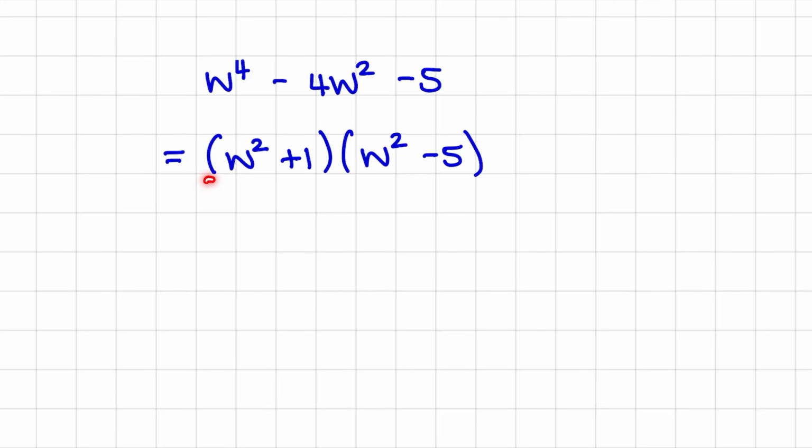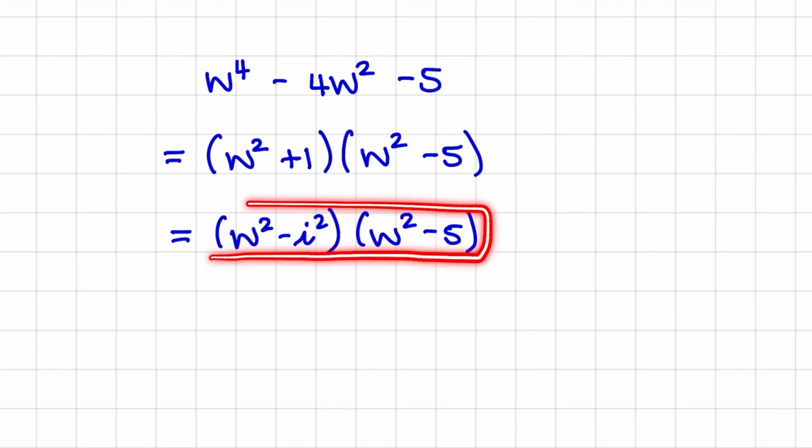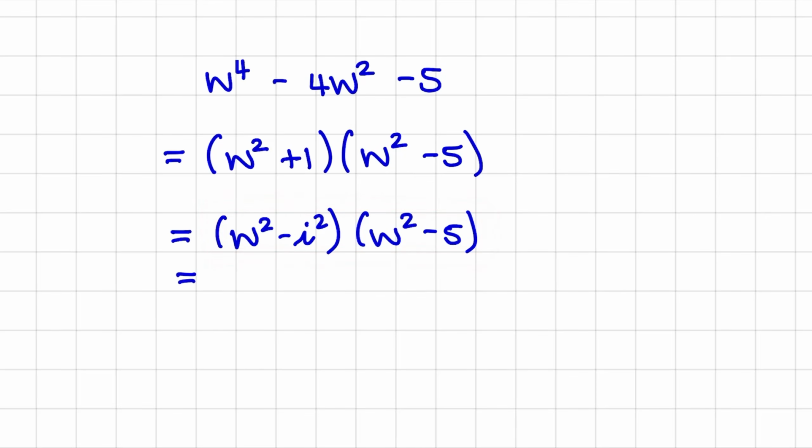So when I expand these brackets, it will lead back to my original expression. And now I notice again that I have w squared plus 1, which I can rewrite to be a difference of two squares as we did in our previous example. Also, we have w squared minus 5. Now normally you would think you cannot factor more, but let us focus on our first set of brackets, which will factor into w minus i times w plus i.